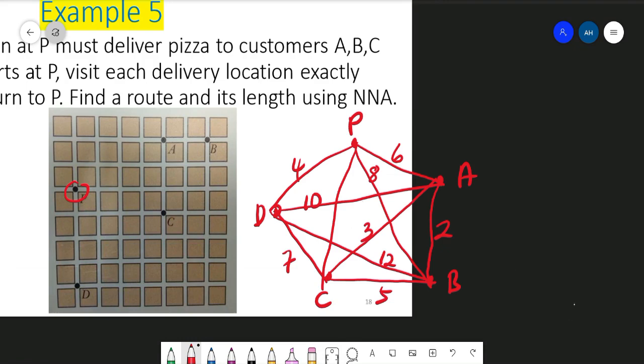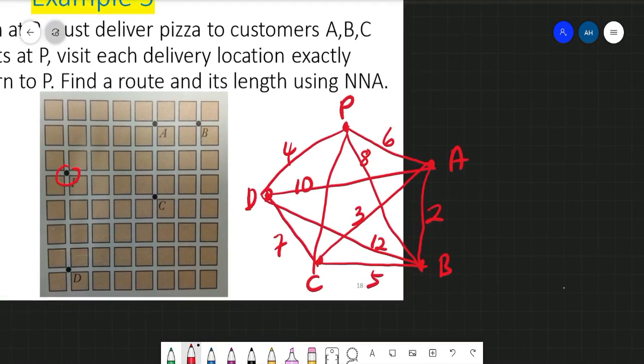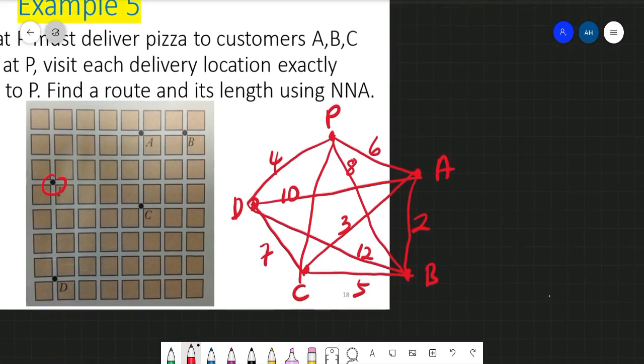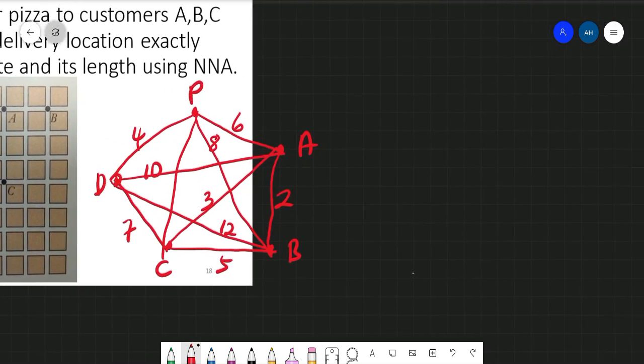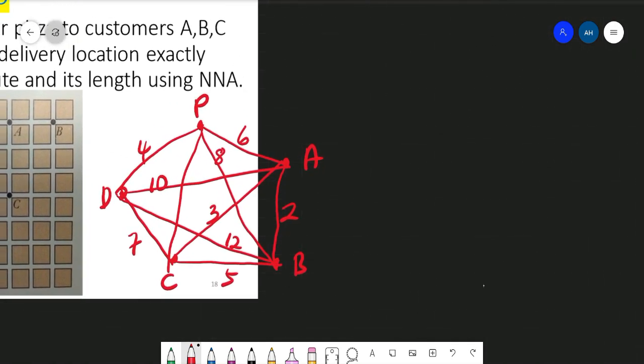All right, now we are ready to find the route and its length by using the nearest neighbor algorithm. Starting from P, this is our point of origin. We are starting from P, then going to every vertex exactly once and then coming back to point P. We are going to write down the route, and also find the length of this route by adding them up.